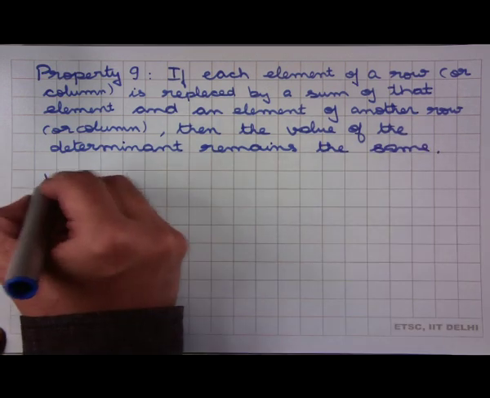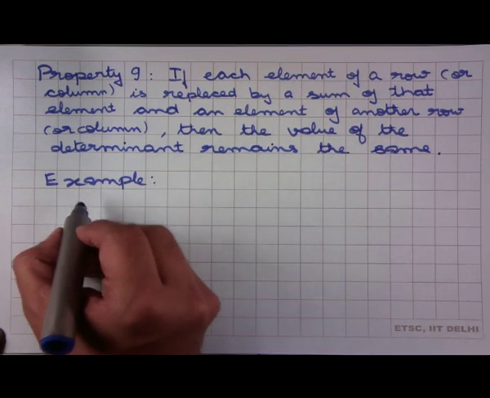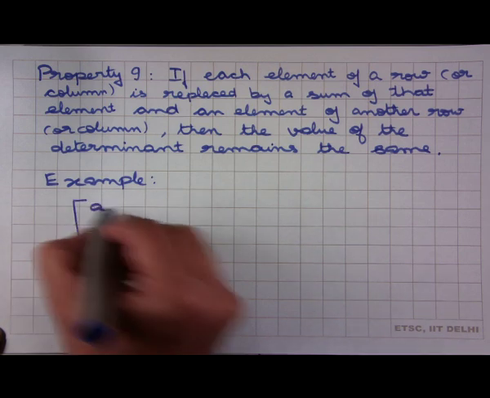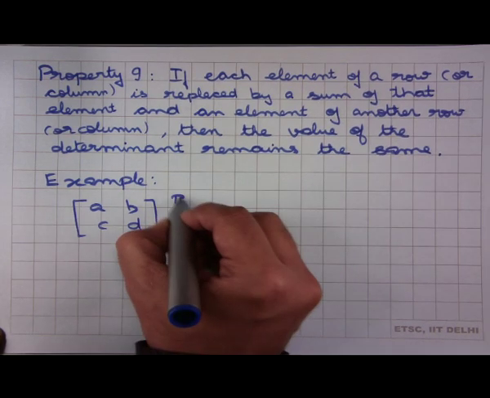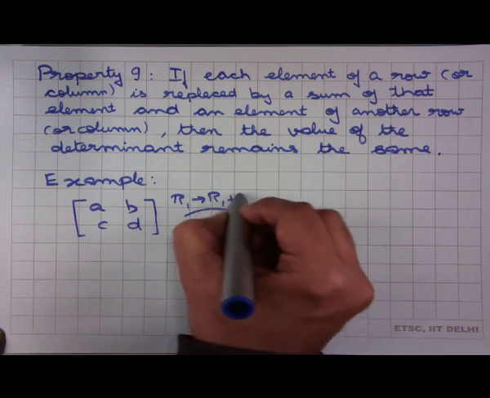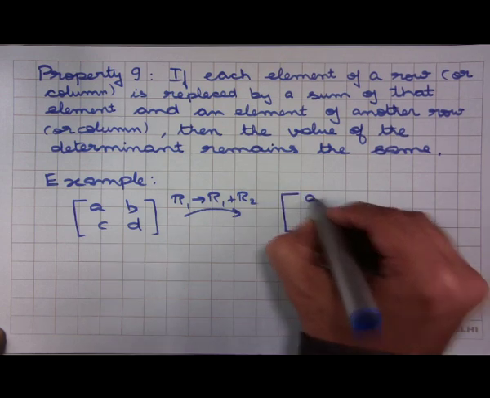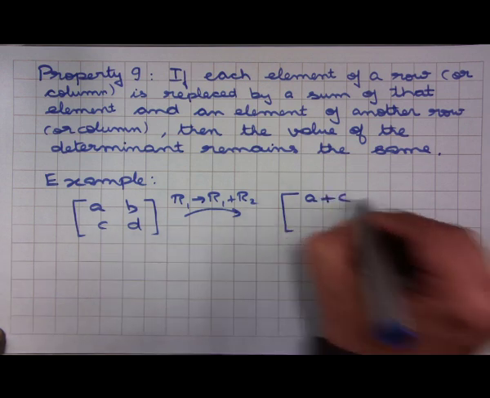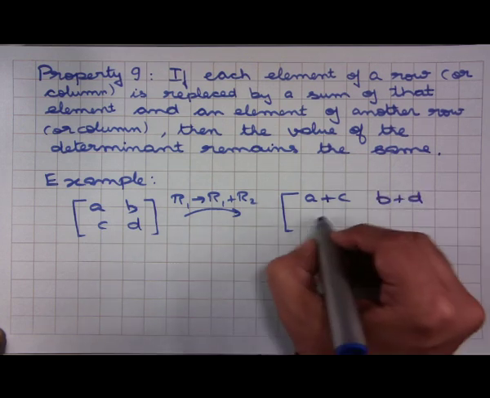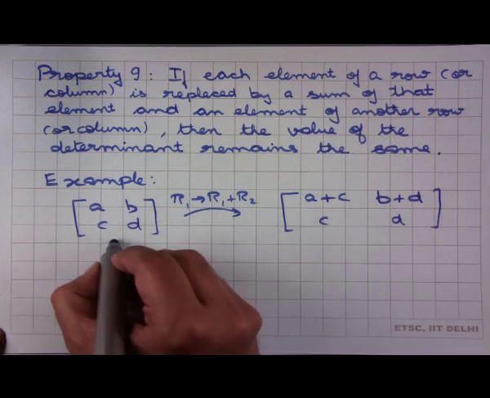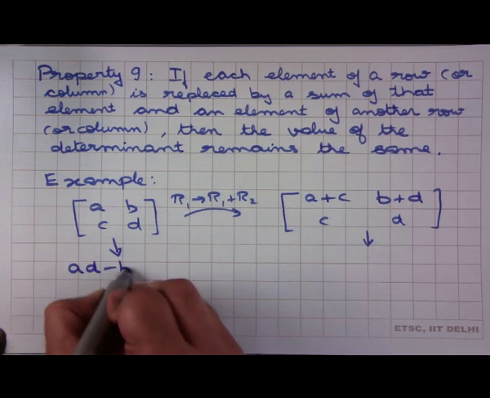So, let us look at a 2 by 2 example to illustrate this. Suppose we have a matrix A, B, C, D, and we replace the first row R1 with R1 plus R2. Then this is going to give a matrix where we are replacing A with A plus C and B with B plus D, and C and D. So, another question is, what is the determinant of this and what is the determinant of this? The determinant over here is AD minus BC.